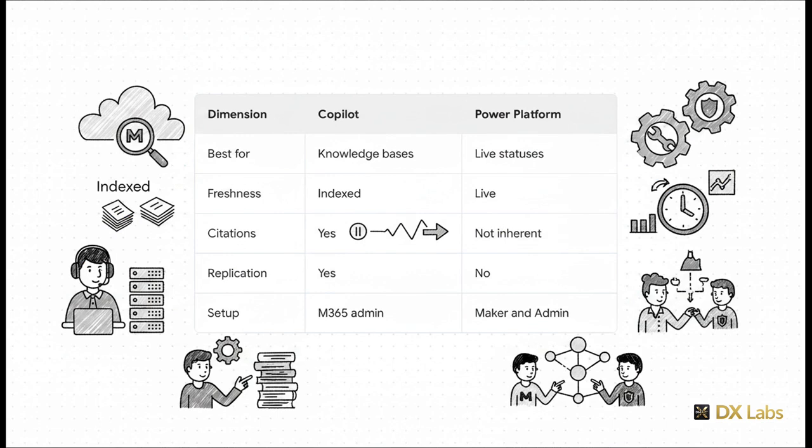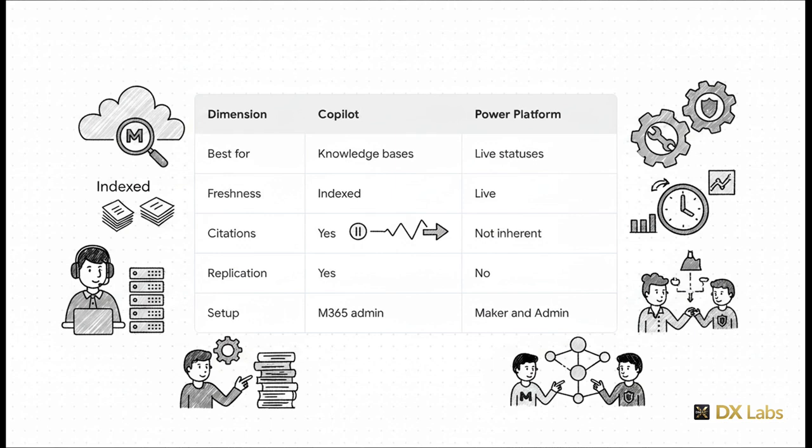I highly recommend pausing the explainer for a second to really study these exact trade-offs, because I guarantee they'll show up in scenario questions. Notice the distinct differences in who handles the setup. It's Microsoft 365 admins for the indexed approach versus makers and admins in the Power Platform for the live API approach. Also pay close attention to who controls the index, Microsoft Graph on the left and the original source system itself on the right.